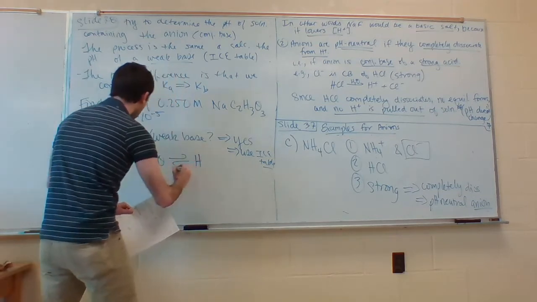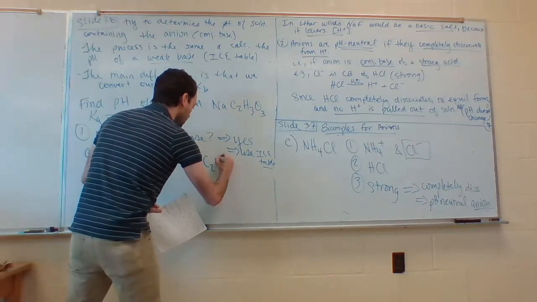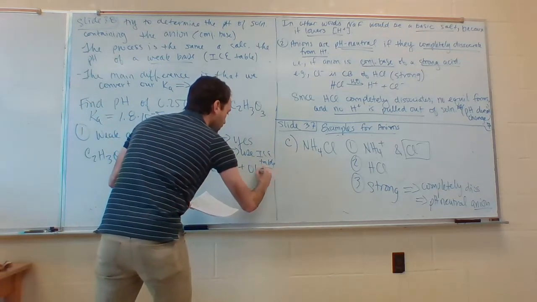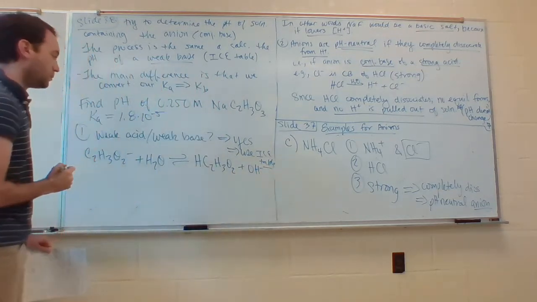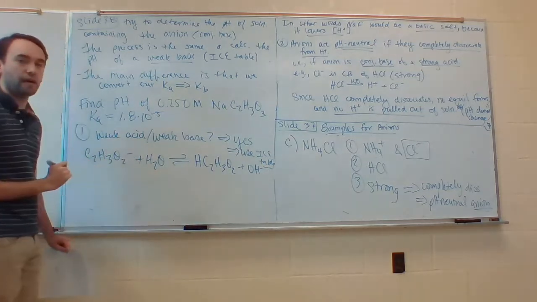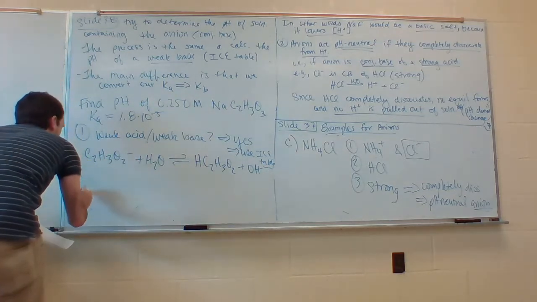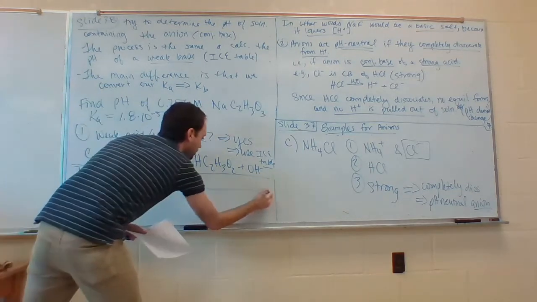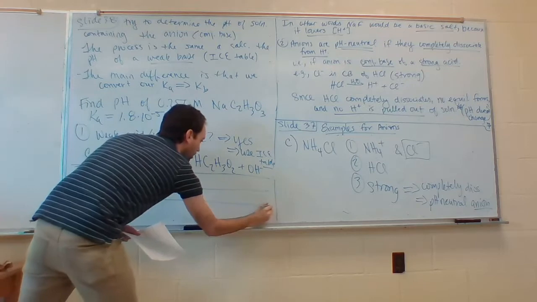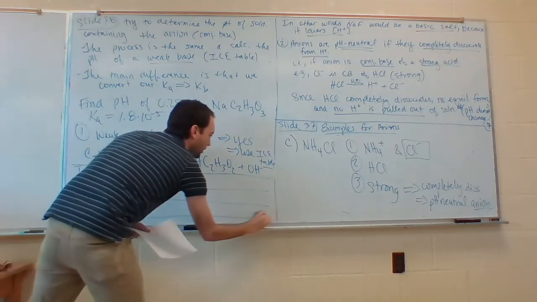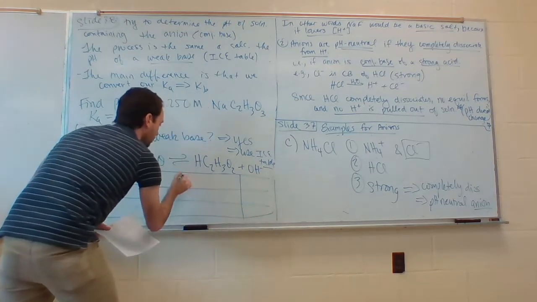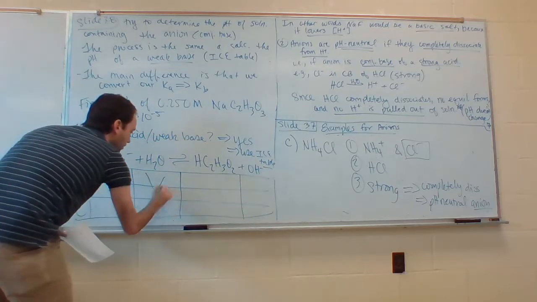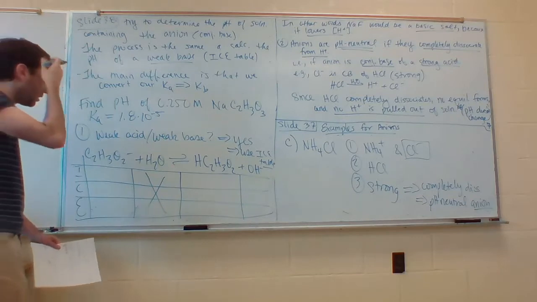So we're going to have HC2H3O2, and we're going to produce OH minus in the process because we've pulled off one of our H's from the water. Now we're going to set up our ice table, and in our ice table, are we going to include our water? And the answer is no. Water's not going to be participating in our ice table.